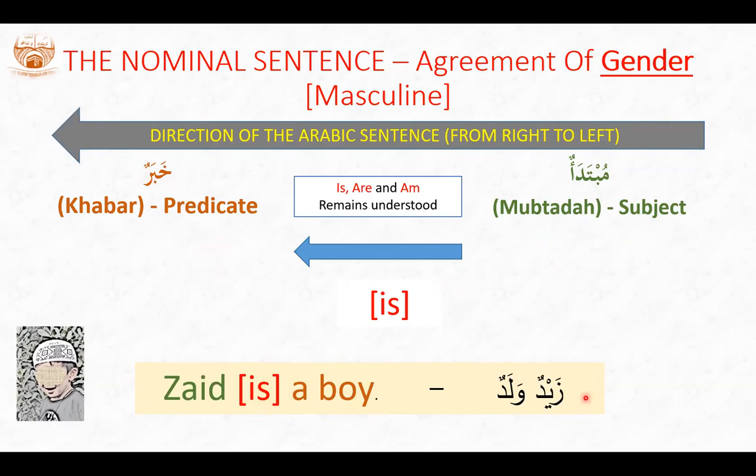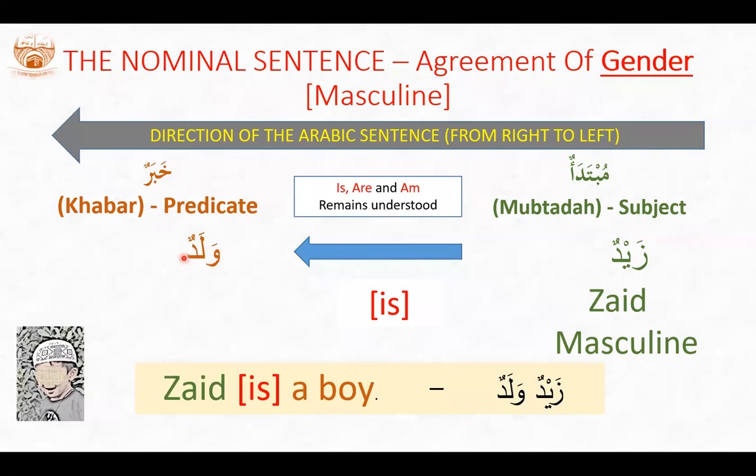Now in Arabic, it's simply put as Zaidun Waladun. So let's analyze it as we go along. We have Zaid, the subject. Zaid is masculine. And then you have Waladun as the predicate, which is a boy. It is also masculine. So the question: is there agreement between the subject and the predicate? The answer is yes, because here we have a masculine subject with a masculine predicate, Zaidun Waladun.